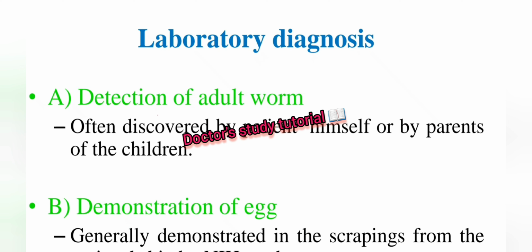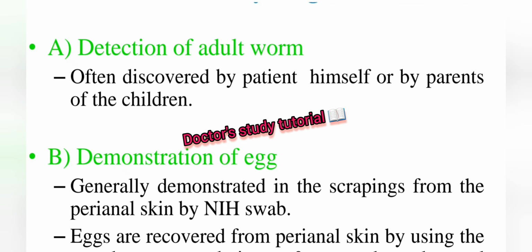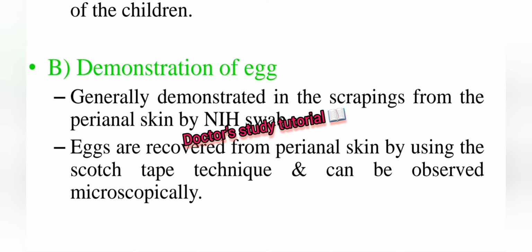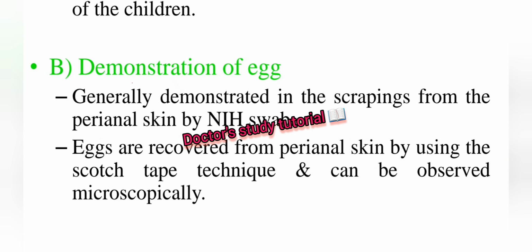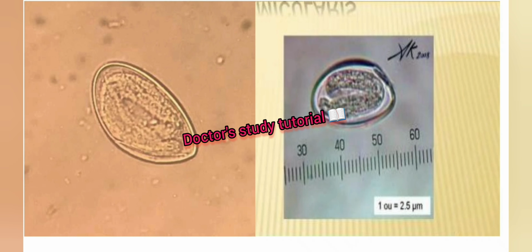Laboratory diagnosis: detection of the adult worm and demonstration of the egg. The adult worm is often discovered by the patient himself or by the parents of the child. Demonstration of the egg is generally done by scraping from the perianal skin with an NIH swab. Eggs are discovered from the perianal skin using the Scotch tape technique and can be observed microscopically. Under the microscope, Enterobius vermicularis looks like this.